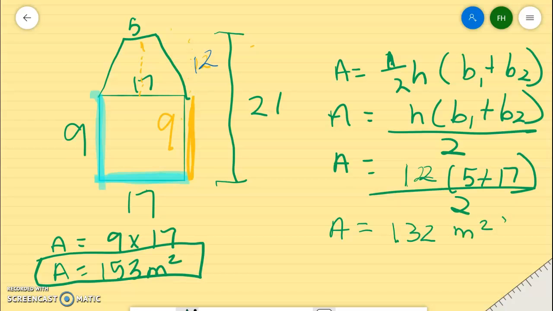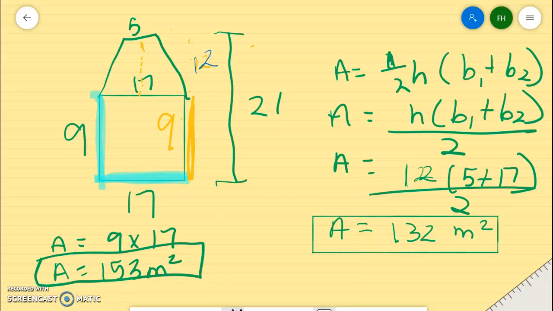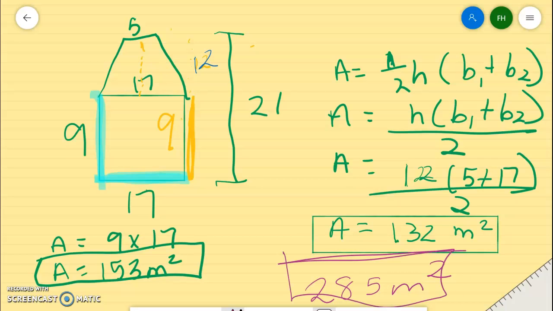So I gotta add this, and I gotta add this. Let's see. 2 plus 3 is 5. 5 plus 3 is 8. 1 plus 1 is 2. So I get 285 meters squared for that one. That is my final answer.